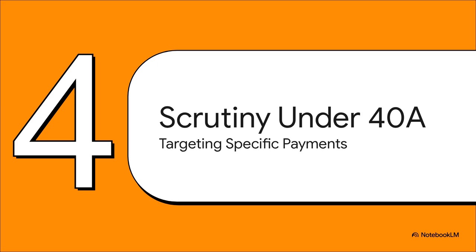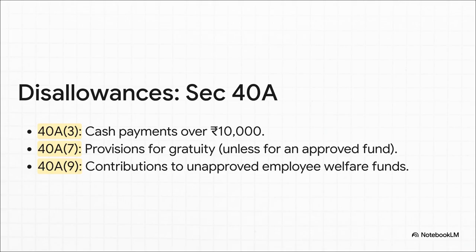And it's really targeting certain behaviors that the government, well, let's just say they're not big fans of. The most obvious one, big cash payments. You can definitely see a theme here, can't you? First, there's Section 40A(3), which completely disallows any single payment over 10,000 rupees if it's made in cash. The government is really pushing everyone towards checks or electronic payments.